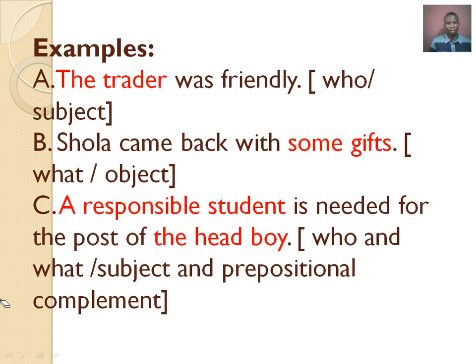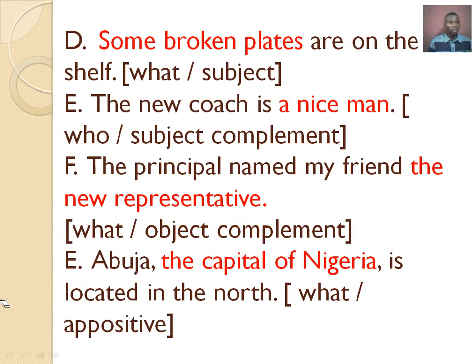C has two noun phrases. A responsible student is needed for the post of the head boy. A responsible student is the subject, and it answers the question who, while the head boy is a complement of the preposition of, and it answers the question what? Who is needed for what? And the answer will be: a responsible student is needed for the post of the head boy. I believe you're following. I believe you enjoyed the lesson. You understand what I've just said? All right, let's see other examples.